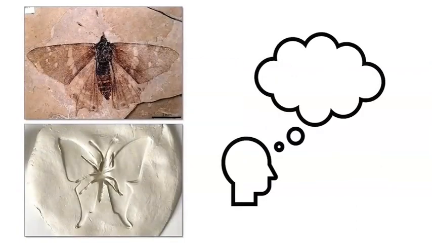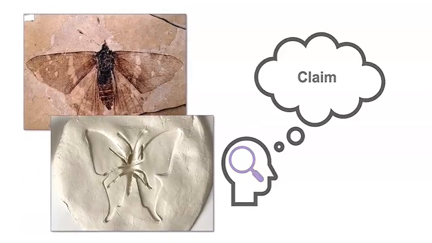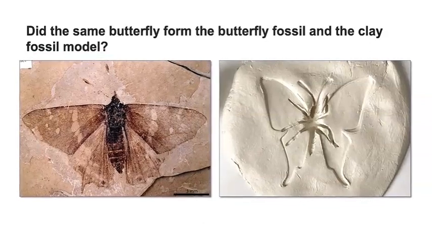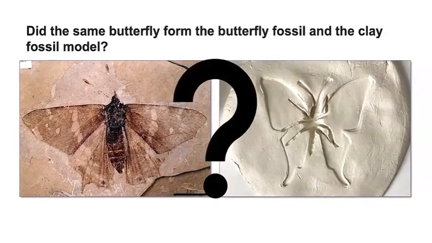After our last lesson, you had the chance to think like a detective. I asked you to use evidence that we collected to make a claim about this fossil and this fossil model. What claim did you make? Did the evidence support the claim that the fossil and the fossil model were formed by the same butterfly or by different butterflies?